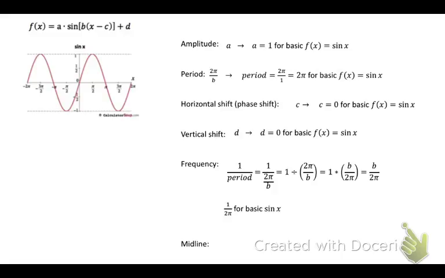Okay, and then the last thing is your midline, and your midline is just y equals whatever your d value is. So if d is 4, then the midline is y equals 4. If d is 5, then the midline is y equals 5. For the basic sine of x function, I didn't write that. It's just y equals 0. Okay?